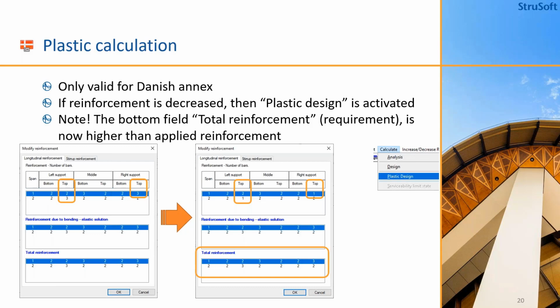If you are running according to the Danish national annex, then it is possible to use a plastic calculation. And for all the other national annexes, this will be grayed out, but for the Danish, it is possible to also design according to plastic design. And that basically means that it is possible to reduce the reinforcement bars. So here in span number 2, I have reduced it from 3 to 1 bar, and that means that there will be a plastic hinge forming, and that the reinforcement or the forces will be redistributed.